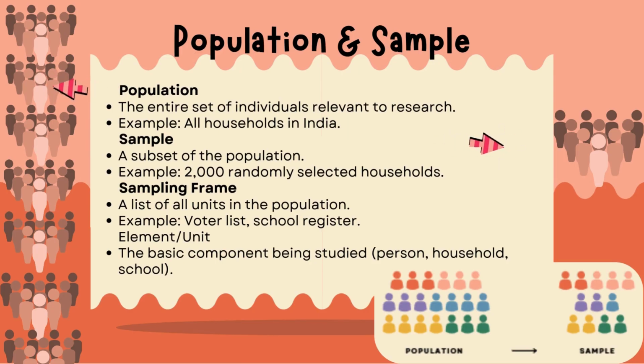Sampling frame, a comprehensive list of all units within the population. For example, it includes a voter list or a school register. Then element or unit, the basic component being studied, such as a person, a household, or a school.